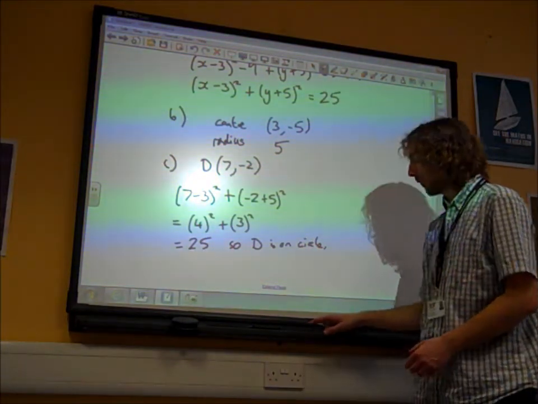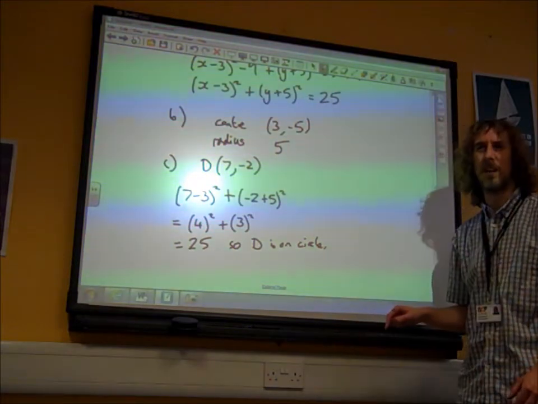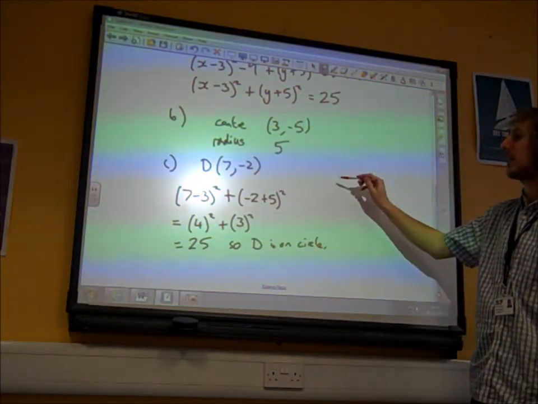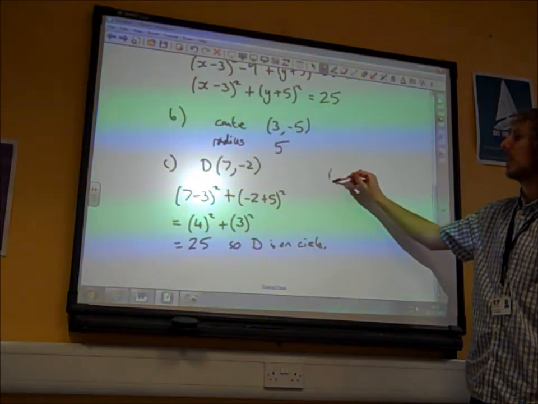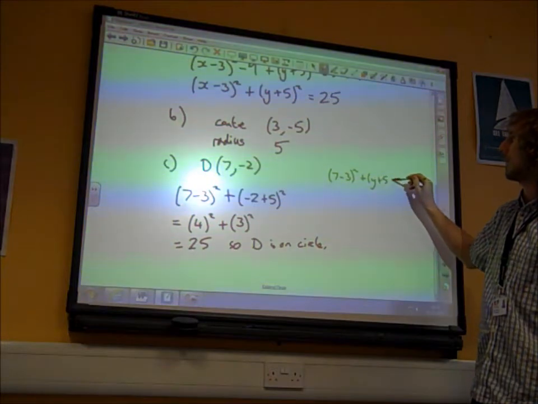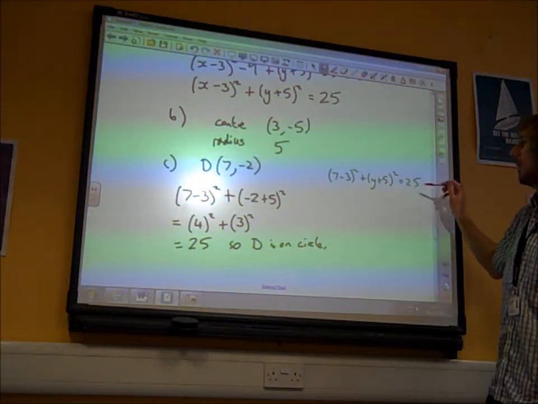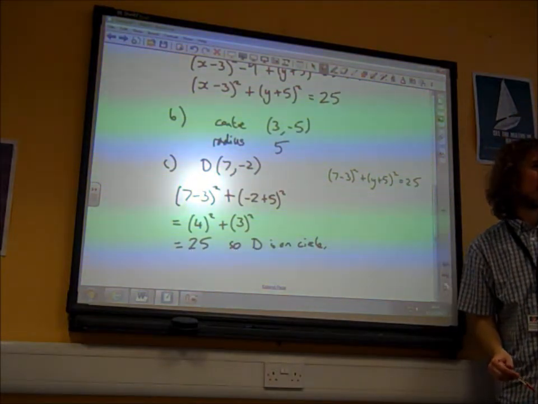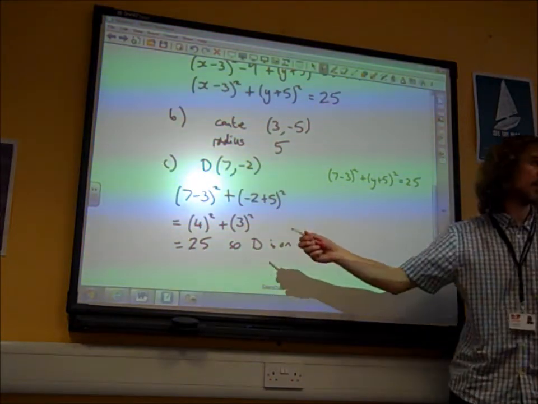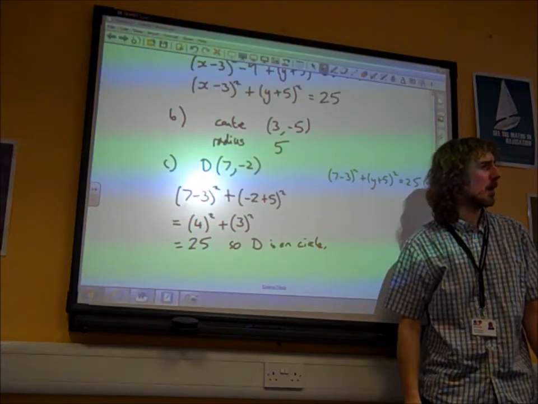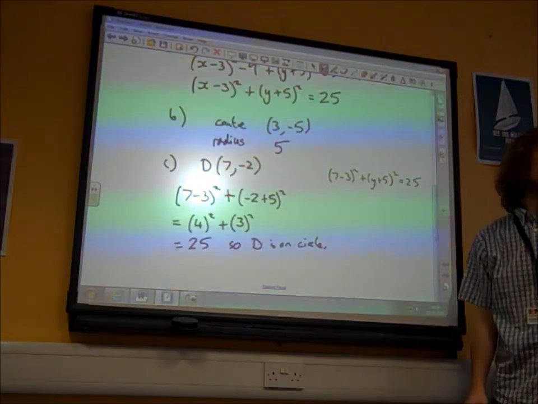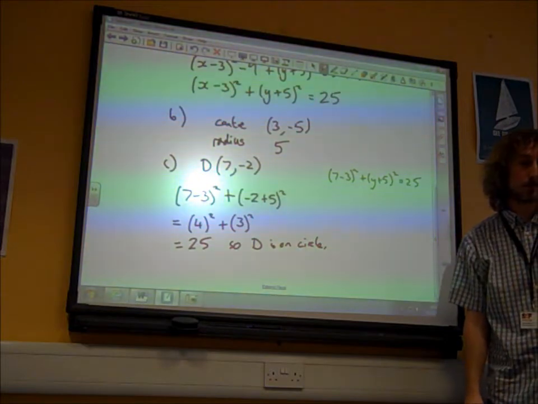The person who likes maths in me feels that I don't really like that way of doing it. What I would rather have done is do 7 minus 3 squared plus y plus 5 squared equals 25, and solve that for y and do it that way. But for 1 mark, that's enough. Ben, go on. You're allowed to put it into the first equation and show that it equals 0. Either one would be okay.